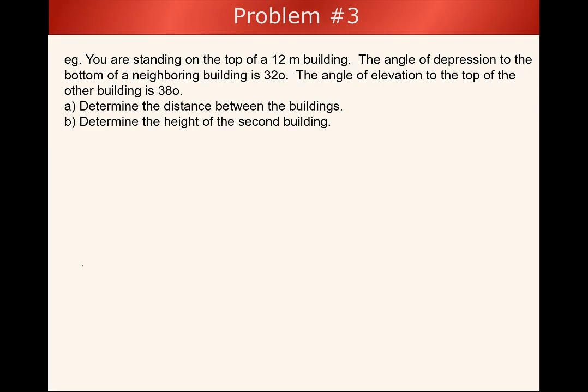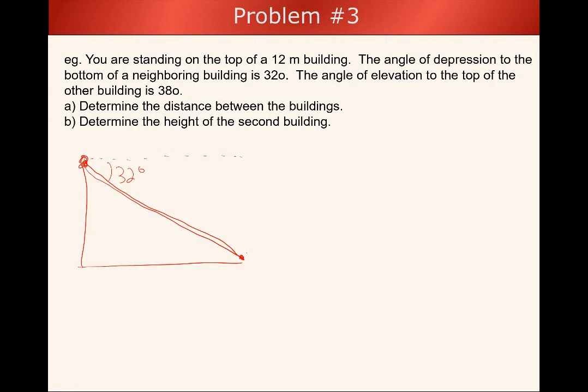So to simplify things, I'm going to make my buildings sticks. Here's building one. Here's building two. Because it says the angle of depression to the bottom of a neighboring building. You're on the top of the first building. The angle of depression to a neighboring building is 32 degrees. Remember that angle of depression means below an imaginary horizontal line. The angle of elevation to the top of the other building is 38 degrees.